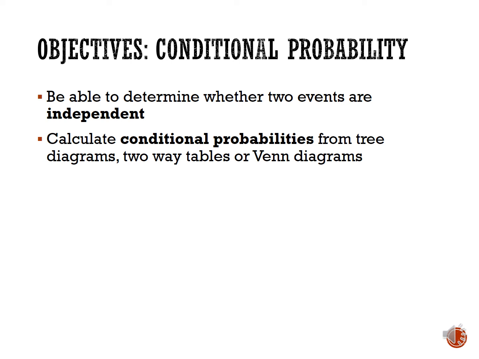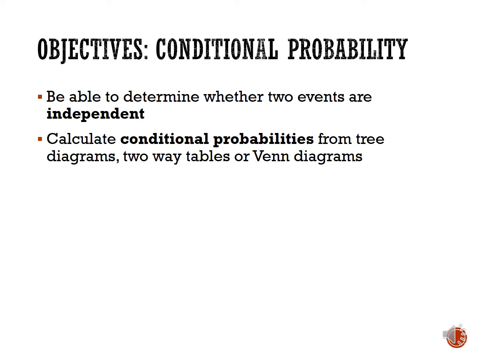This is the final lesson in chapter 20 in the GCSE textbook, and it's going to look specifically at conditional probability. This is something that we've come across before when we've been doing tree diagrams. We've seen when some of the probability has been conditional, but we're going to look at it in a little bit more detail. So two things we want to cover today.